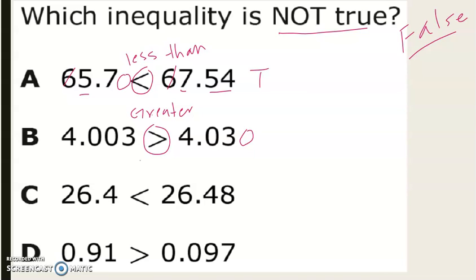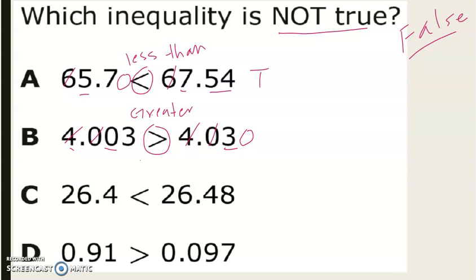I'm going to start with the ones. I have a 4 and a 4, so I can't use that place value. So then I go to my next place value, which is the tenths. In my tenths, I have a 0 and a 0, so I can't use that one. Now here's where it changes. I have a 0 here and a 3 here.